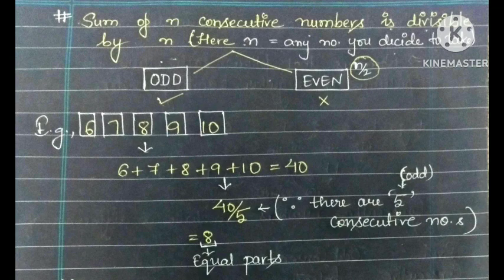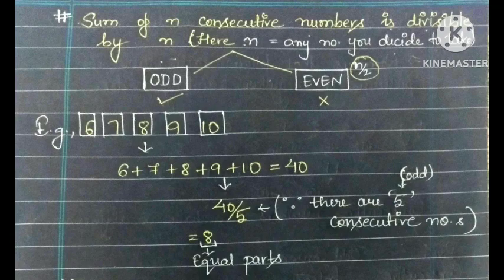Now, adding them up, we get 40, divided by 5, since there are 5 consecutive numbers, and we are left with 8 equally divided parts. You see, the summation gets divided equally.